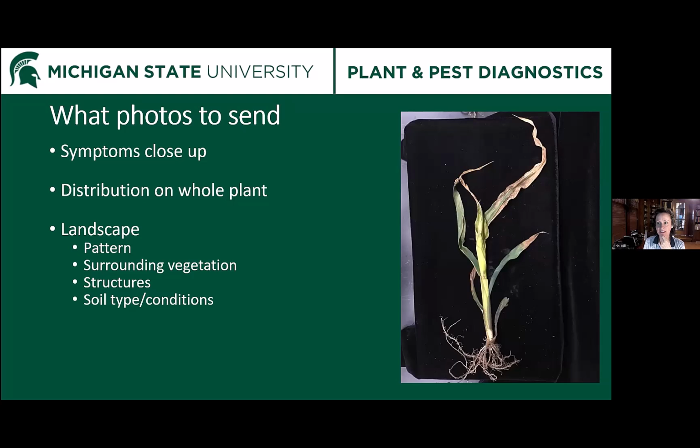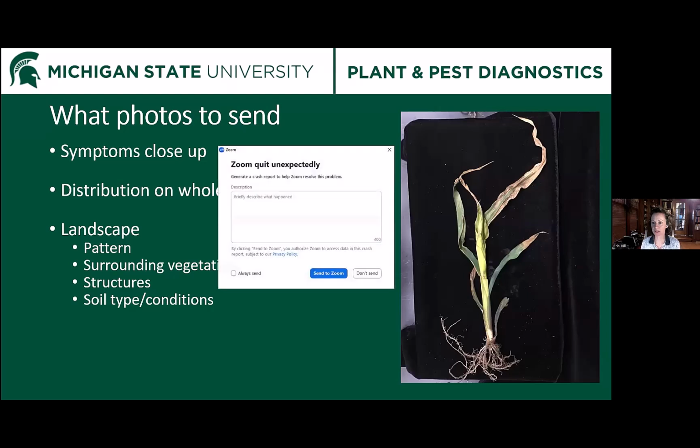Okay, thank you. So landscape photos are really important because they tell us the story. We are not able to teleport to your site and look at the field. And with the quantity of samples that we get every year, we're not able to do on-site visits. So those landscape pictures are very helpful. They can show us a variety of things.